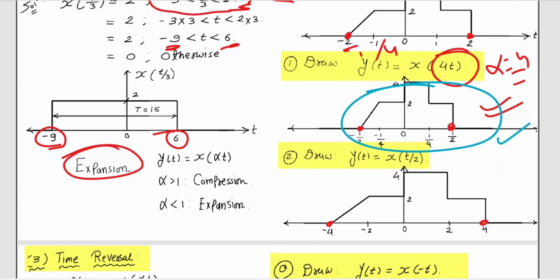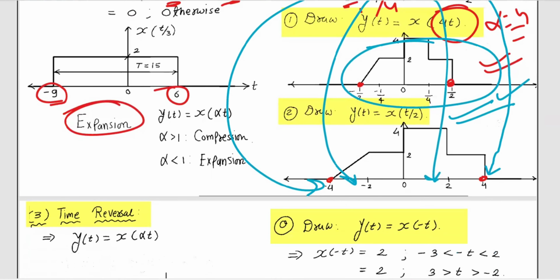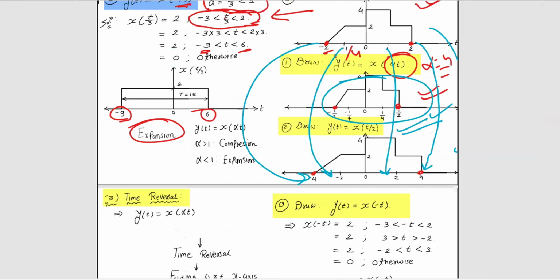Similarly, for t by 2 you can adjust the value. t by 2 means you have to multiply the initial signal points by 2. So minus 2 becomes minus 4, minus 1 becomes minus 2, 1 becomes 2, because we are multiplying the signal points by 2, and this 2 would be 4. So this signal would be looking like this. You can observe this. So this is the way.